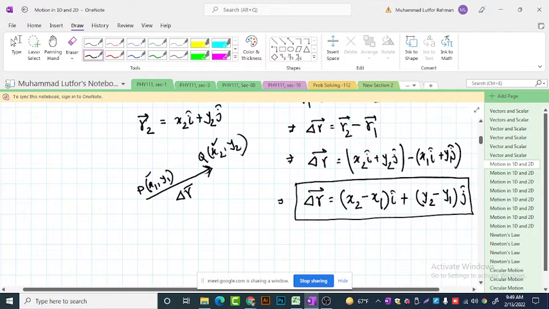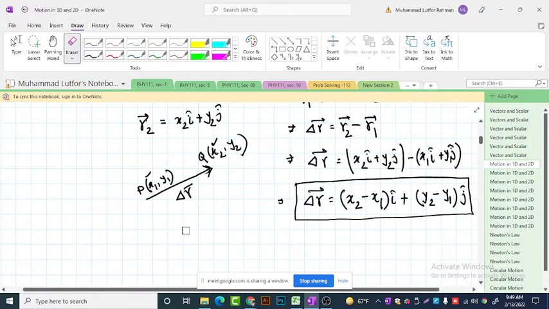X2 is the final point, which is actually the PQ vector. I can write it as a PQ vector. But if I write the QP vector, that's when I'm moving in the opposite direction. So that's why it has to be defined in that way. It's a vector. We discussed this in the previous topics, right?